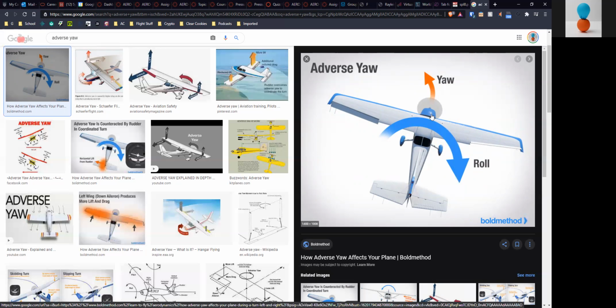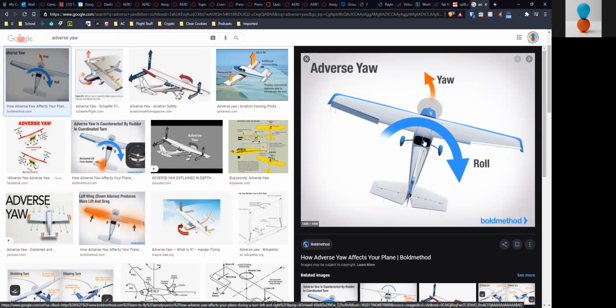So as the nose would try to pull to the left in this turn, you would add right rudder to hold it to the right, but you don't want to turn farther to the right than you would have otherwise. And so what you're trying to do is maintain what's called coordination, which basically just means that the nose is pointing in the same direction the plane is flying.